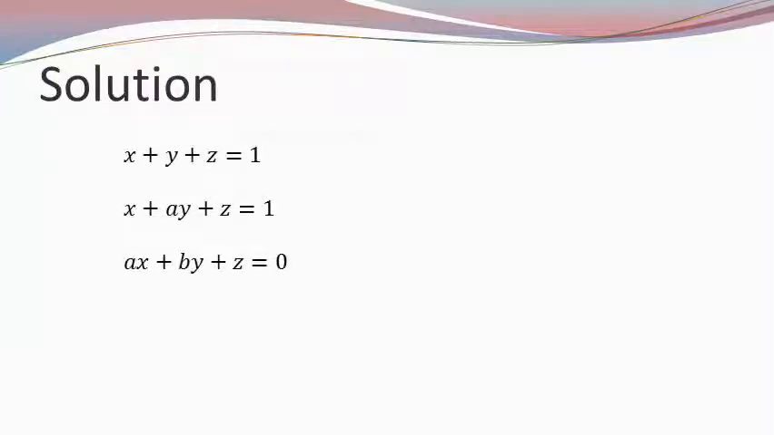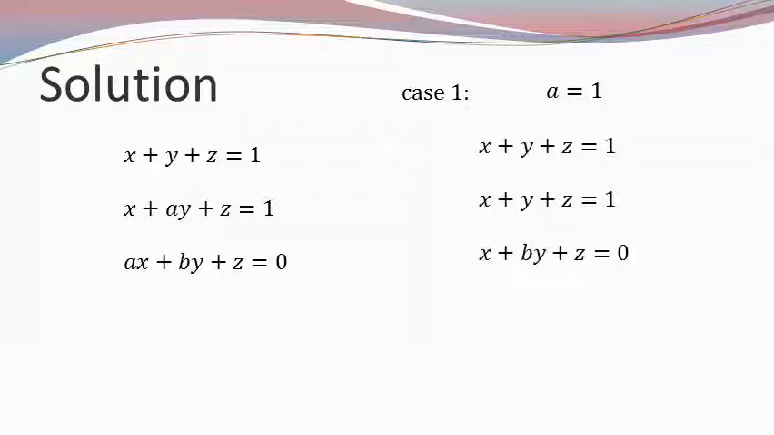Well, first of all, let us write down the given system of equations and consider the first case where a is equal to 1. The system of equations now looks like this. So the first equation and the second equation have become identical. Taking the difference of the second and the third, we find that (1 minus b) times y is equal to 1. So suppose b is equal to 1. So the left hand side would become 0 and the right hand side is 1. Now 0 cannot be equal to 1. Therefore the system of equations becomes inconsistent in this case.